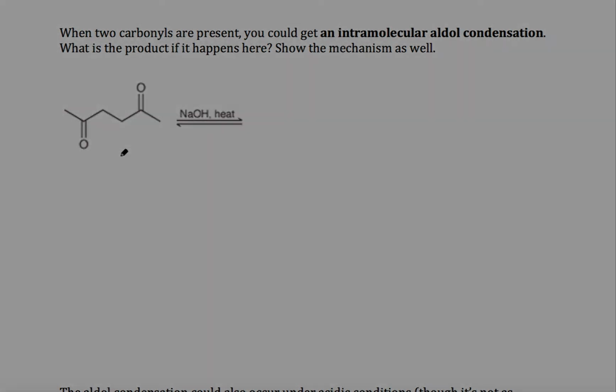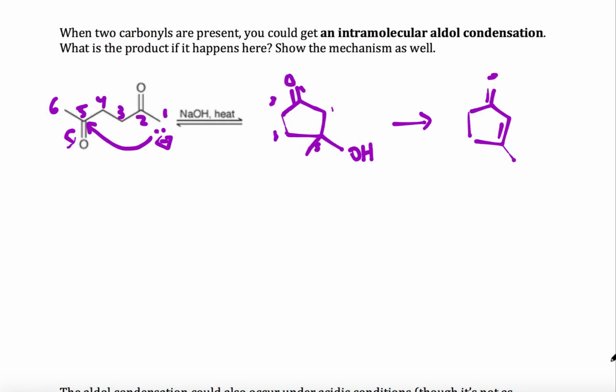Okay, so for this one, in order to maximize my ring size, I need to pick one of these end carbons to make my enolate, and then it will attack the carbonyl opposing it. So carbon 1 will attack 5, or if you made your enolate here at 6, it would attack 2. Either way, you're going to have a 1, 2, 3, 4, 5-membered ring, and I numbered them just to make sure: 1, 2, 3, 4, 5, 6. And remember, carbon 1 attacked carbon 5. That became an OH group, and it has carbon 6 hanging off of it. And once I have that aldol addition product, then I picture the alpha-beta condensation going on like that.